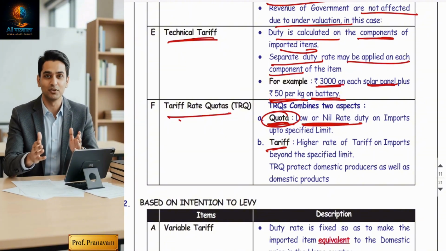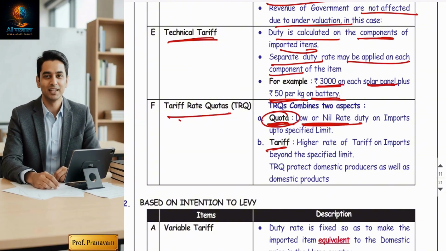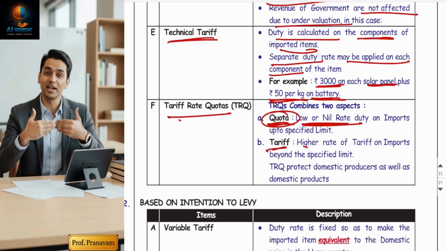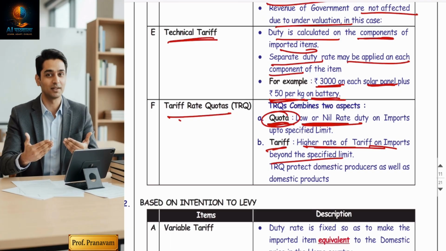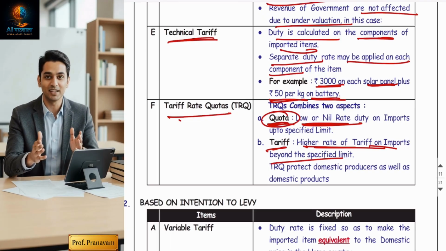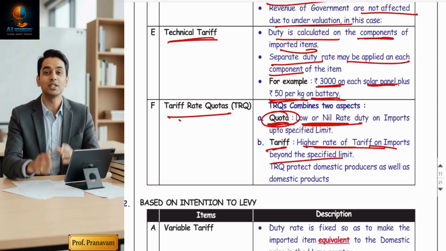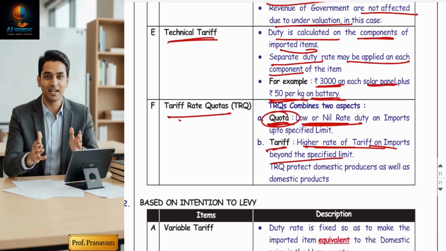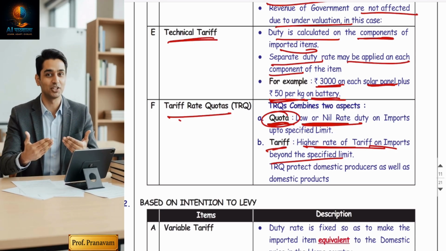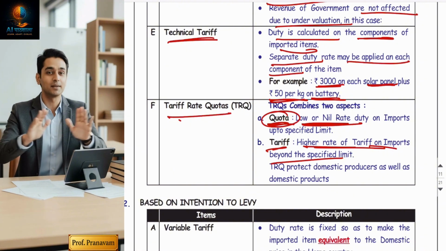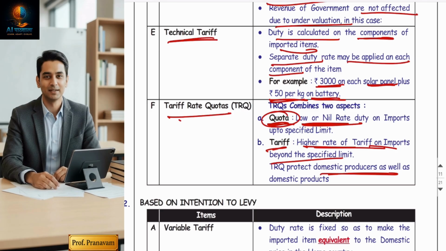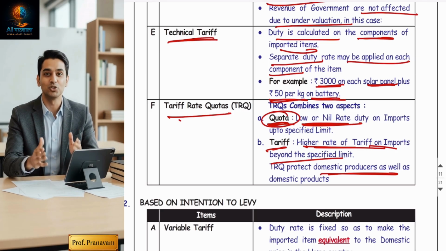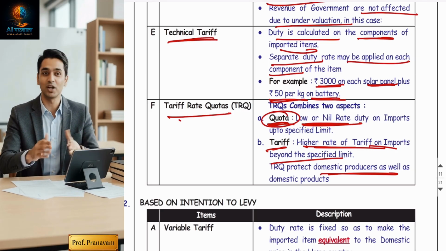But if batteries are imported more than 5 lakh, then a higher rate of tariff will be charged. Okay, so import up to the specified limit, low tariff. Import beyond that, high tariff. The purpose of this tariff is to allow limited imports and protect domestic producers. So limited imports are allowed cheaply and excess imports are discouraged heavily.